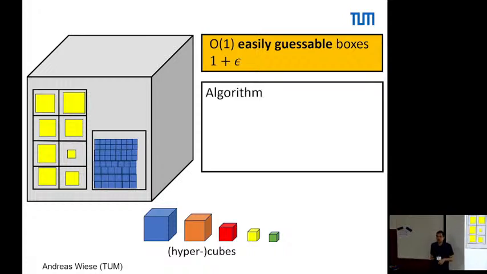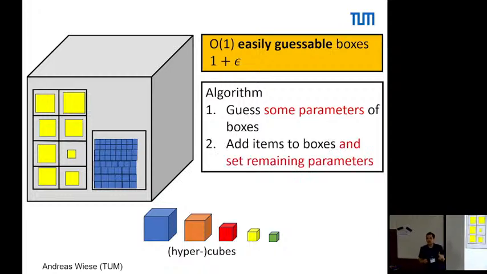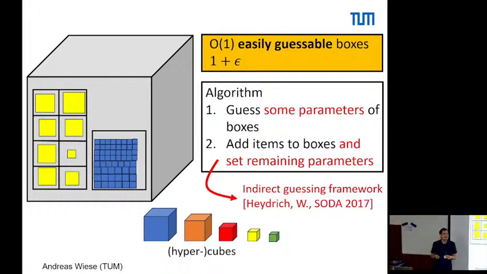And then in our algorithm, we kind of mix guessing these parameters of the boxes and the items. So we first guess these parameters we can guess easily, then add the items into the boxes, and at the same time set the remaining parameters using some framework called the indirect guessing framework from some previous work.